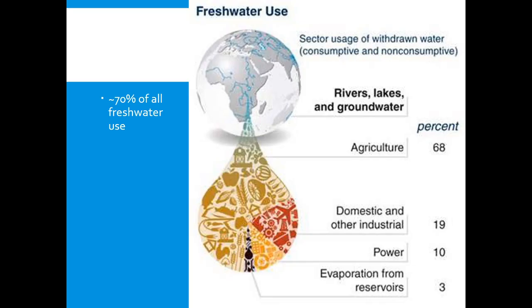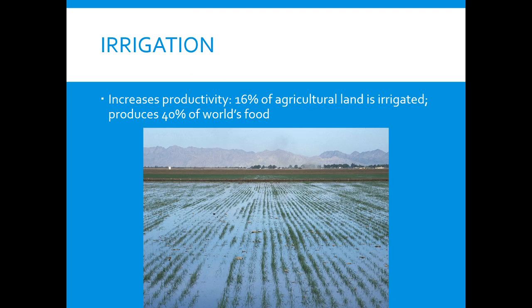Now, before we do that, we're going to talk about what the point of talking about irrigation is, and the reason is that irrigation gives us about 70% of all of our freshwater use in the world. So you can see here that from all of the fresh water that we have, about 68 to 70% of that water is used just in agriculture through irrigation. Irrigation will increase productivity of agricultural processes. 16% of agricultural land is irrigated and produces 40% of the world's food.